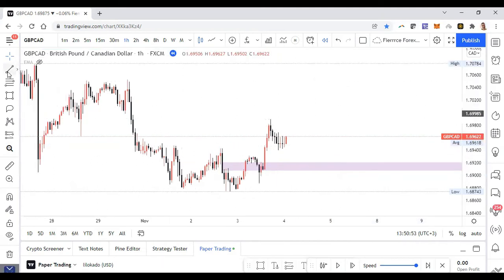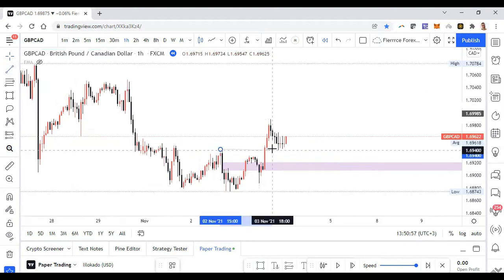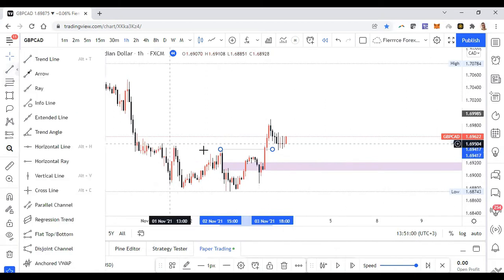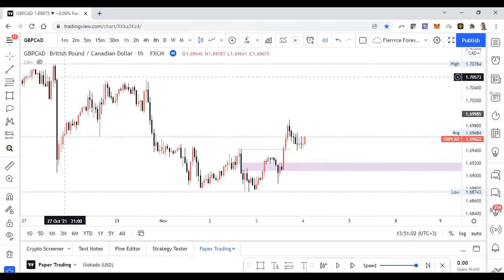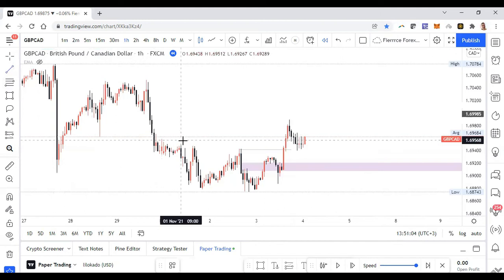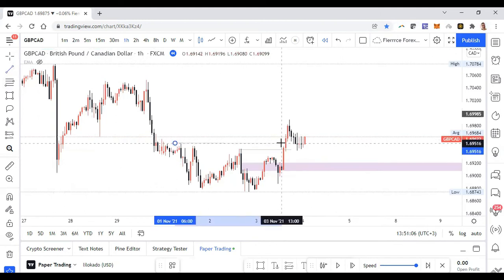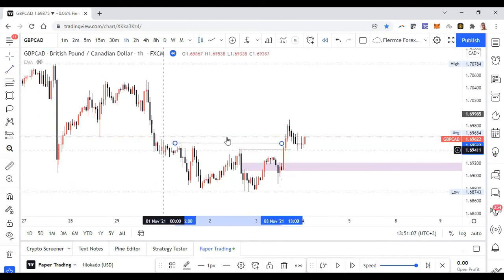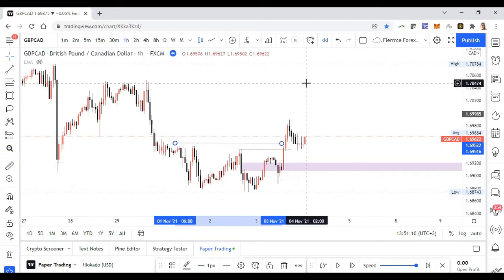I'm seeing that we've taken out this zone here, this high here. Okay, we've taken out this high here. I'm just drawing it out so that you guys can see when I say taking out high. I've taken out this high here. So there's a lot of liquidity here that this price has just pushed through.